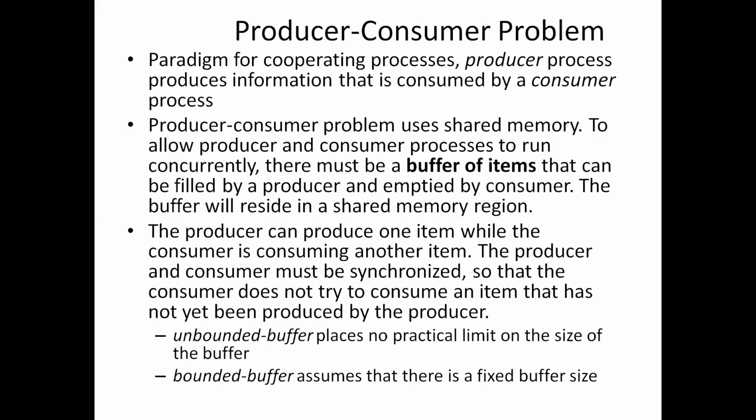Here we have said buffer, and two types of buffers can be used: one is the unbounded buffer, the other is the bounded buffer. An unbounded buffer places no practical limit on the size of the buffer. In an unbounded buffer, there is no limit for the size of the buffer. The consumer may have to wait for new items, but the producer can always produce new items because the buffer will never fill.